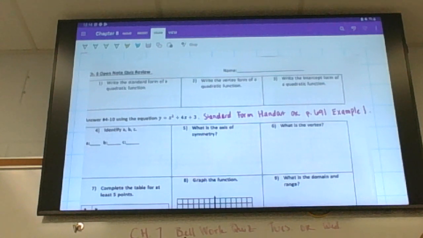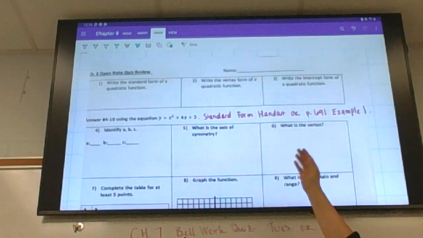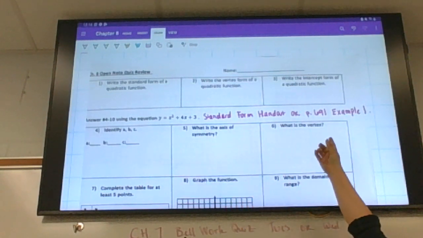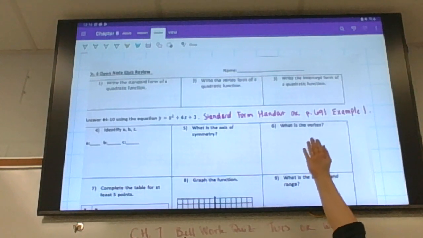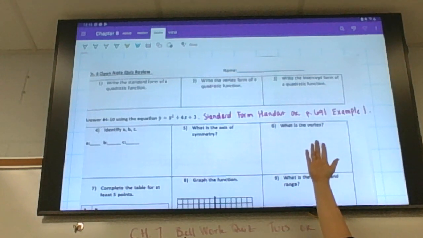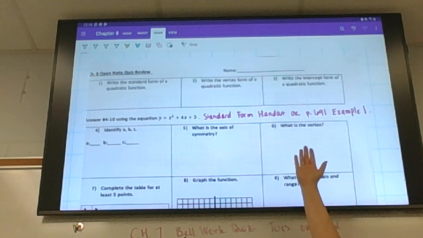If you want to take on 4 through 9, you can use the handout that says standard form at the top, or if you don't have that, there's an example on page 691. I think the handout's probably got some more details in it, but the book is really nice too, so try those resources. I'm not taking questions right now. You have to try to use your resources first.